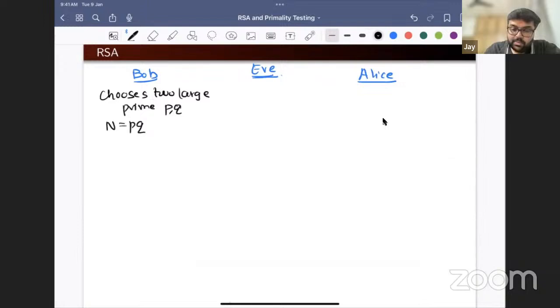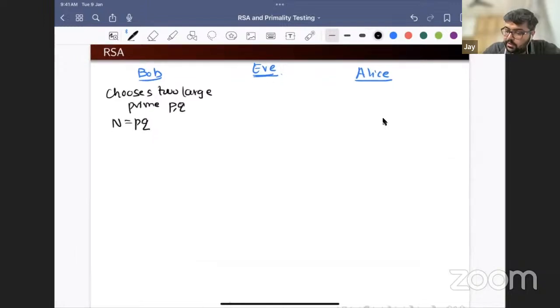Okay, and then he chooses an integer e such that GCD of e with p minus 1 and q minus 1 is 1. So this Bob starts with two very, very large primes, with many digits, not just one we use in practice. There can be hundreds of digits. So it's maybe 1,000 bits, a 300-digit prime. Then the question comes how to generate those primes and how to test them.